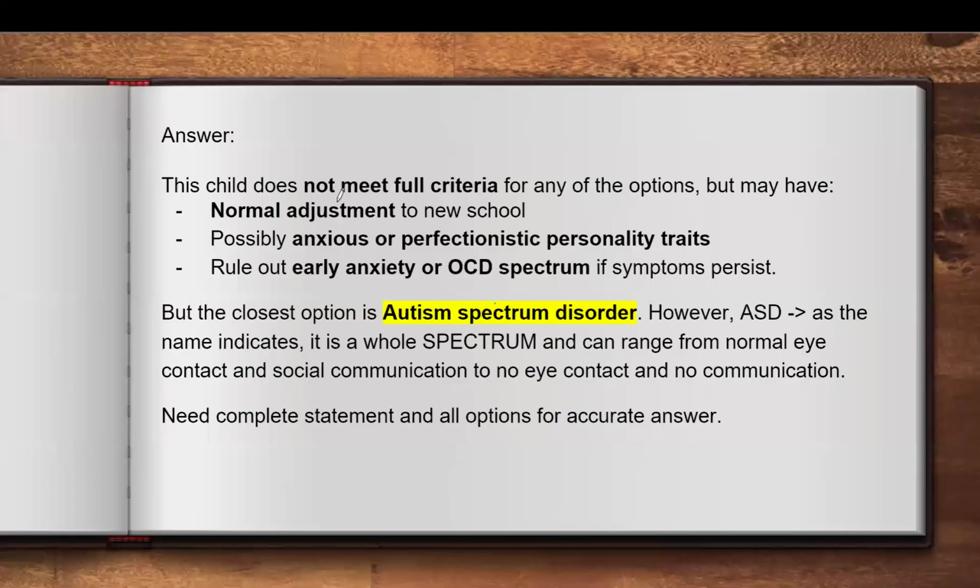So this child does not meet full criteria for any of the options, but he may have a normal adjustment to a new school, possibly an anxious or perfectionist personality, because of the sentence that he tries to keep his toys in a straight line. Maybe he likes organization. It can be early anxiety or OCD. Maybe we have such options in our exam. If there are no options, you can very confidently go with autism spectrum disorder. But if you know the DSM-5 criteria, you would have no problem diagnosing in the exam.